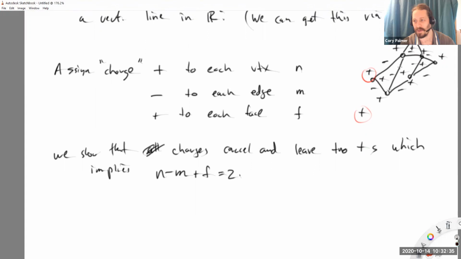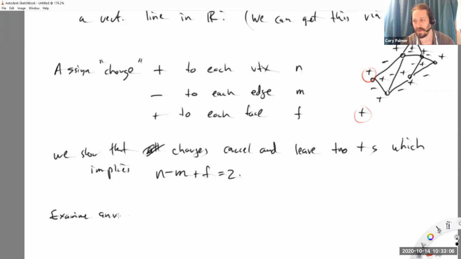What I'm going to do to argue this is take the charges and physically move them. When a minus hits a plus, they cancel each other. When 2 minuses hit each other, I have 2 minuses. Minuses and pluses cancel out. You can think of these as electrons and anti-electrons or something like that. You'll be left with 2.